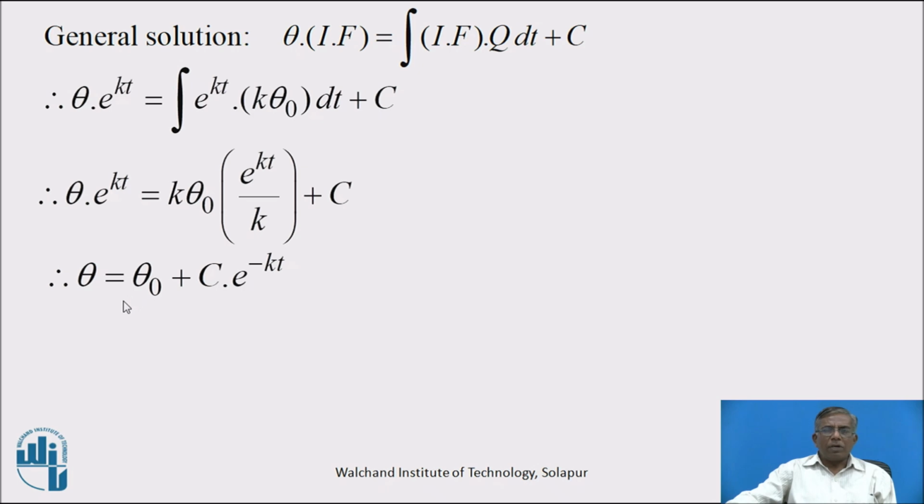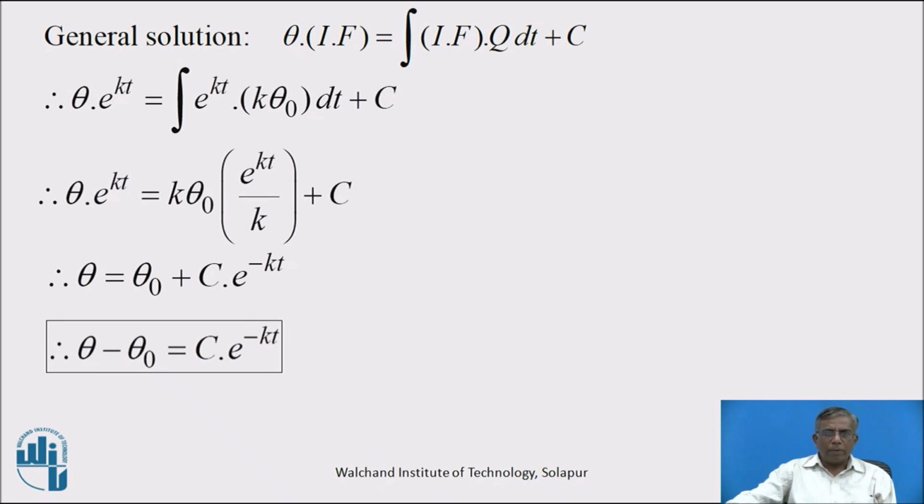After dividing by e power kt on both sides, in the right hand side k gets cancelled. We get the value of theta equal to theta naught plus c into e power minus kt. This can be written as theta minus theta naught is equal to c into e power minus kt. So this is the required general solution of the differential equation of Newton's law of cooling. Now with the help of this solution, we can solve some examples.